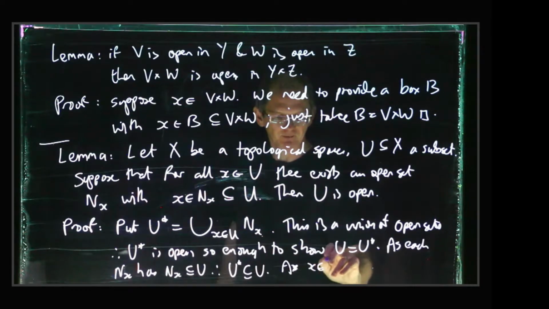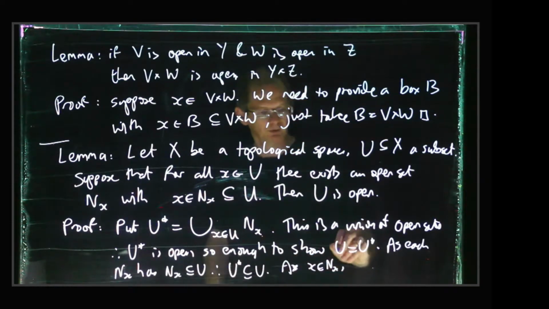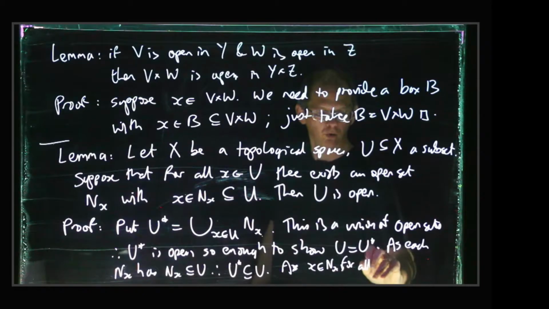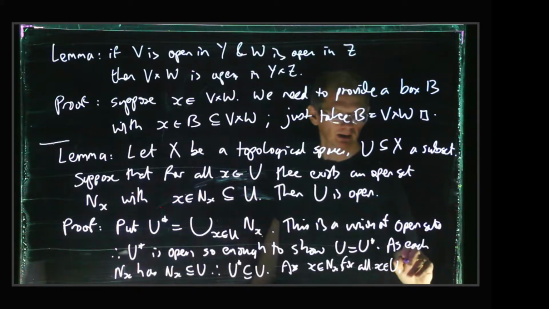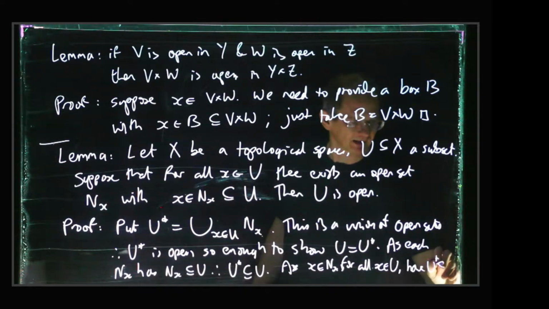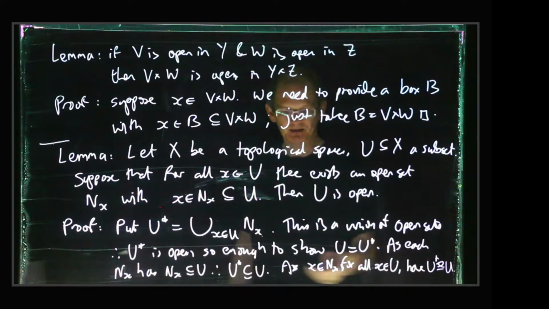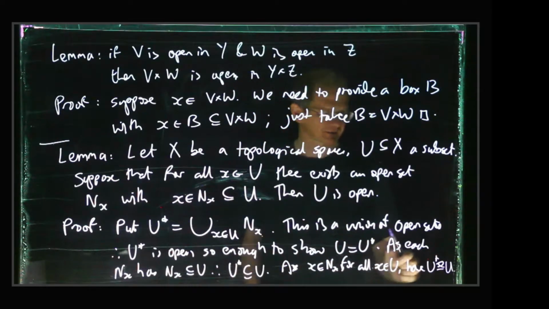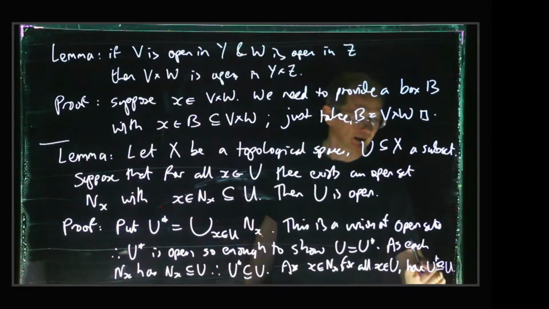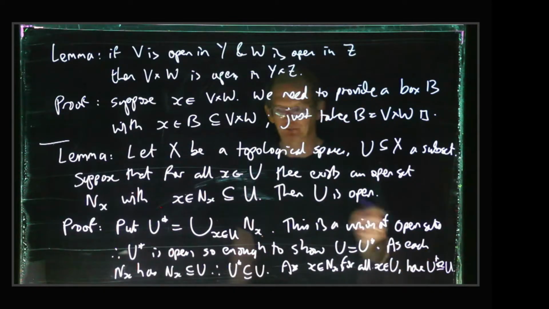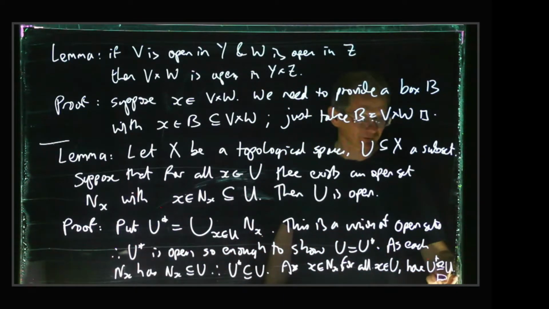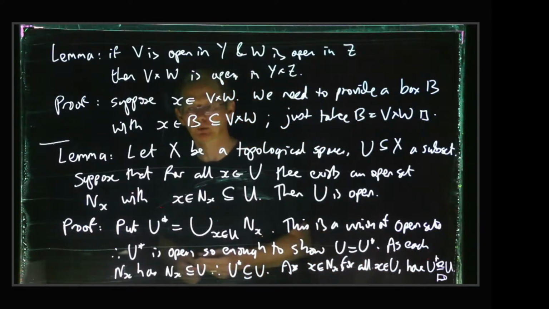But then as X lies in N_X for all X in U, we have that U star contains U. If you've got any point X in U, then it's contained in N_X, and so it's contained in U star. So that proves that U is contained in U star. So now we've got it both ways around: U star is contained in U and vice versa. So those sets are the same, and so that means that U is actually open.